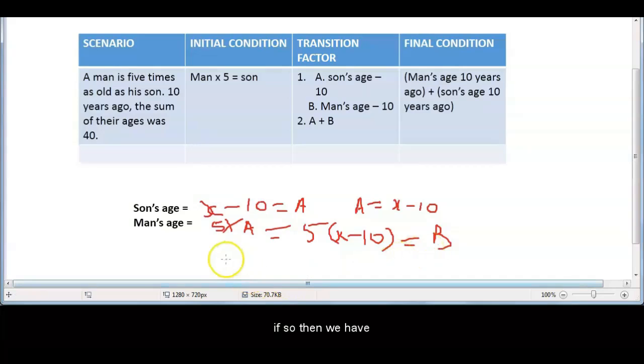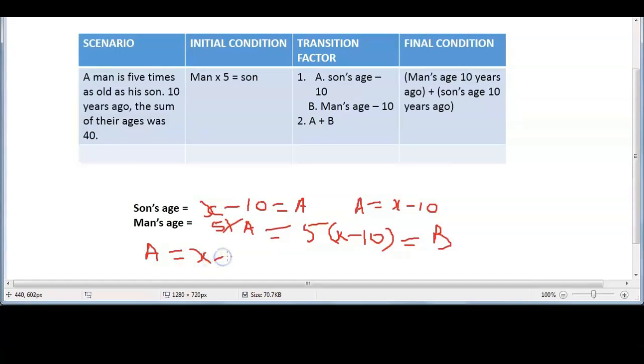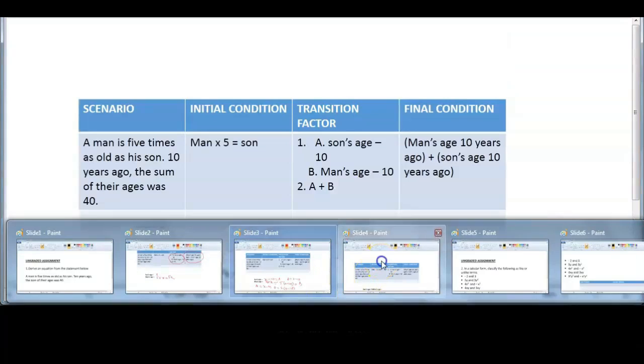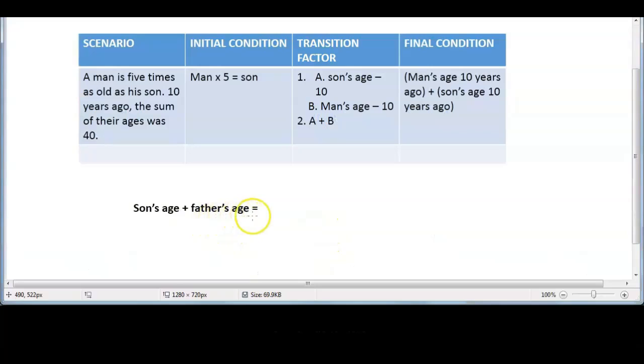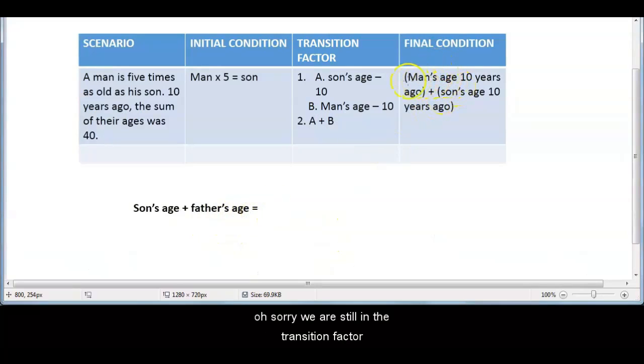If so, then we can say that A is equal to X minus 10 and we can say that B is equal to 5 bracket X minus 10, where A is the son's age and B is the father's age. Next, their ages were summed up. That's an addition. Son's age plus father's age. That is the final condition. Oh, sorry, we are still in the transition factor.